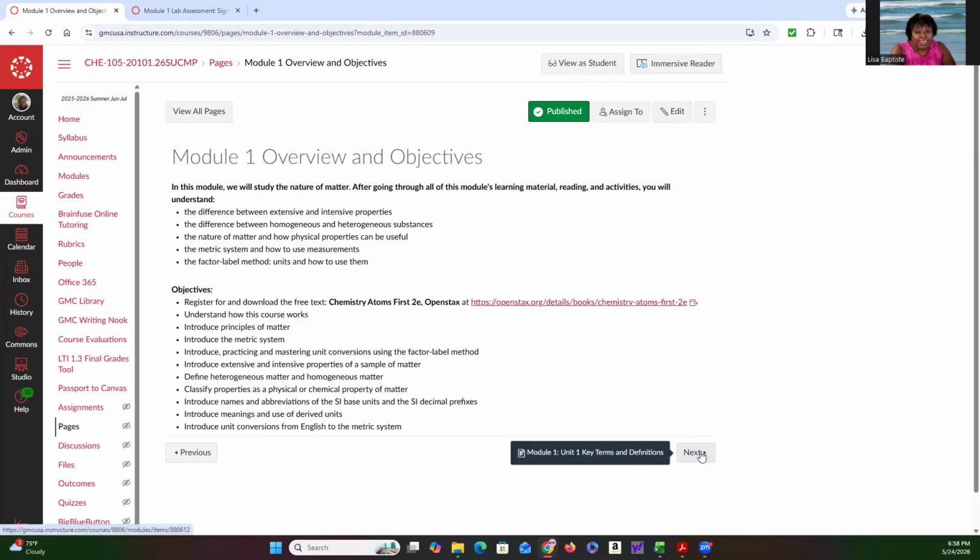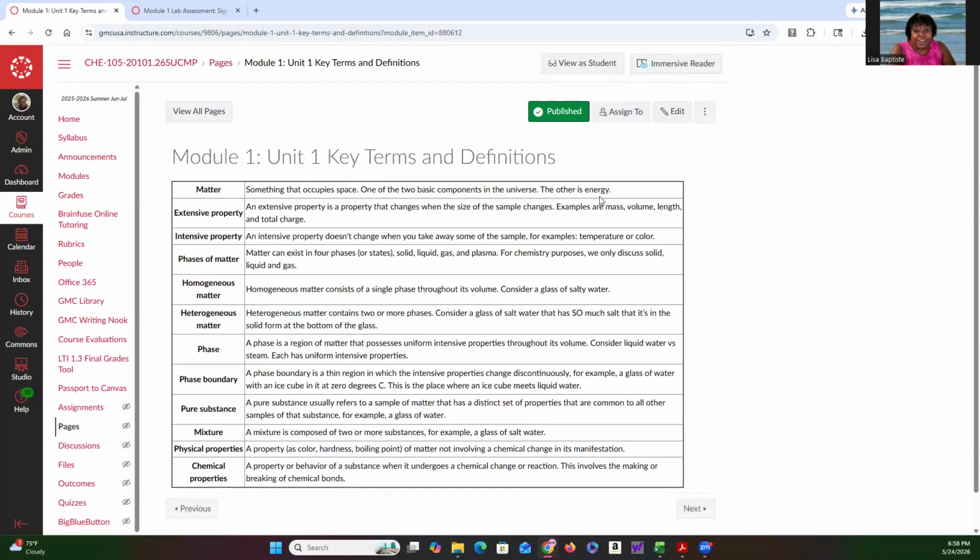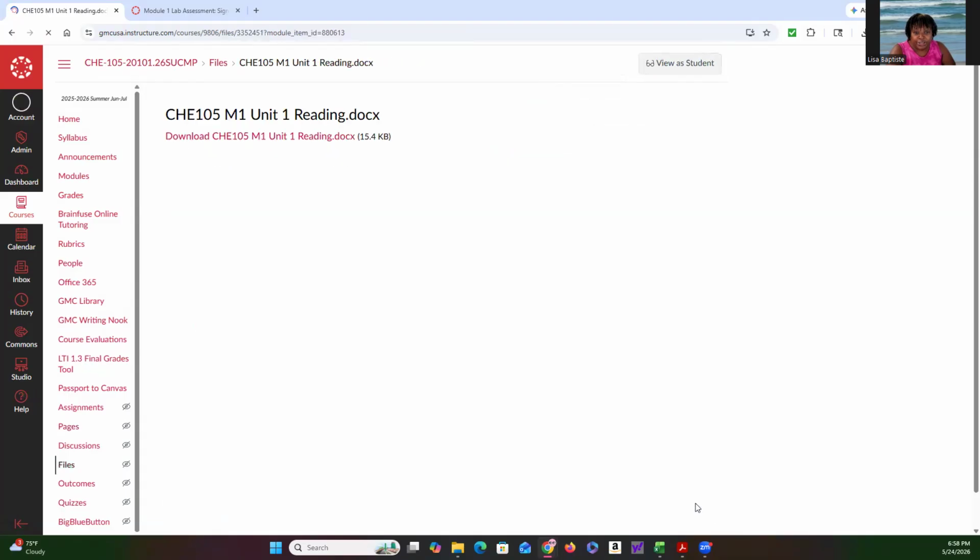And then within this, you have different key terms and definitions. So we have a unit 1 and a unit 2. So make sure you go through the key terms for unit 1, which gives you the terms as well as the definitions. This will help you understand the material that you will need for the quiz in this particular module.